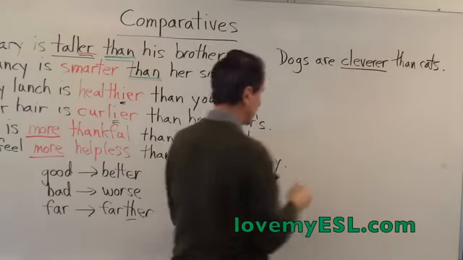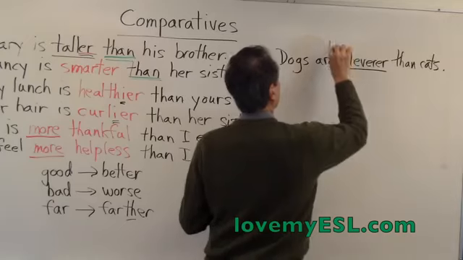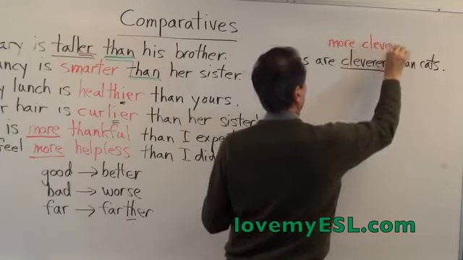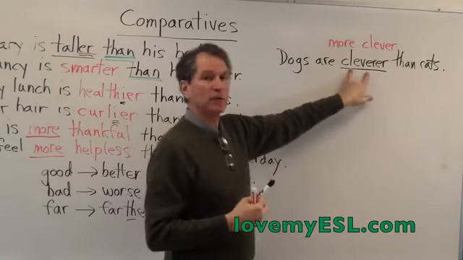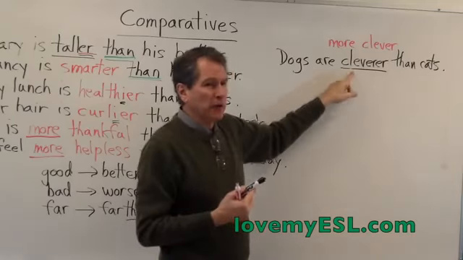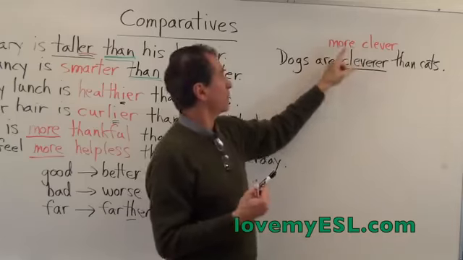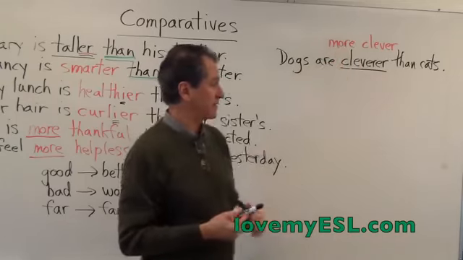I can actually do this two different ways. I can say cleverer, or I can say more clever, C-L-E-V-E-R. So there's a whole list of these words where you have two syllables and you can do it either way. Personally, when I say cleverer, it's kind of hard to say because you have the R and the E together. So personally, I prefer more clever. Dogs are more clever than cats.